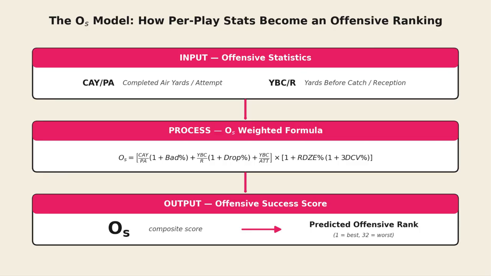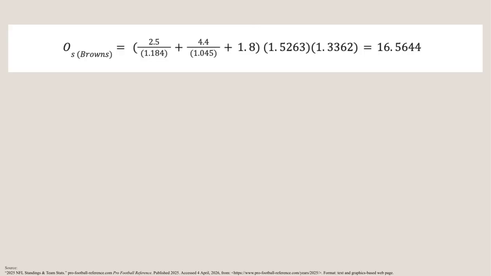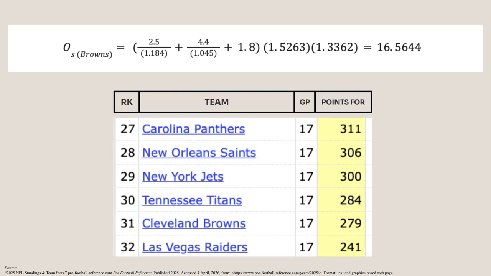With all this in mind, we can see that the model is actually pretty simple. Statistics go in, are applied to the formula, and an offensive success score comes out. Take the 2025 Cleveland Browns. After plugging in their offensive statistics, we can see that the Browns' offensive success score was 16.5644, 31st of 32 teams. They also finished 31st in points scored, so the model was dead on.